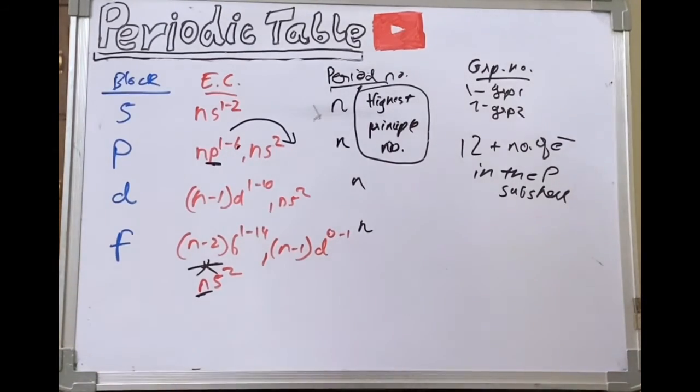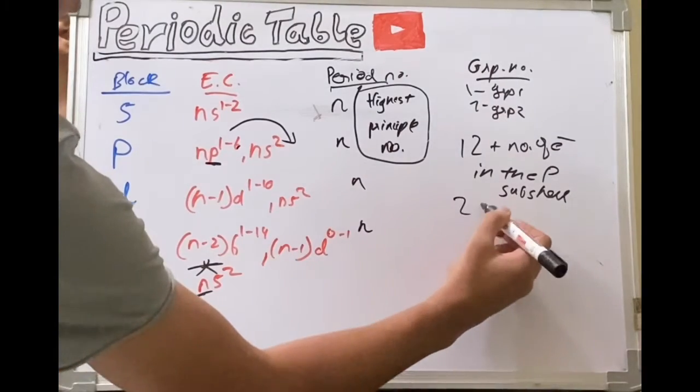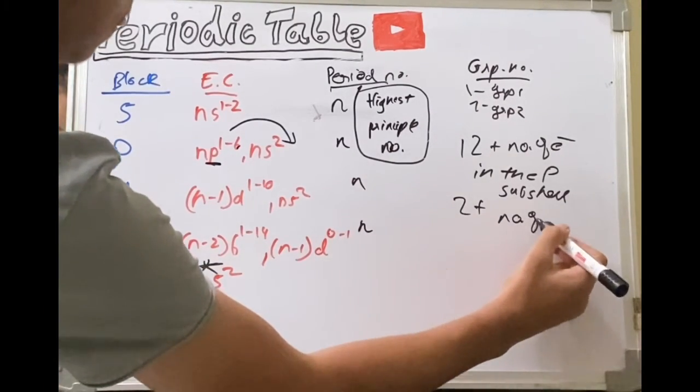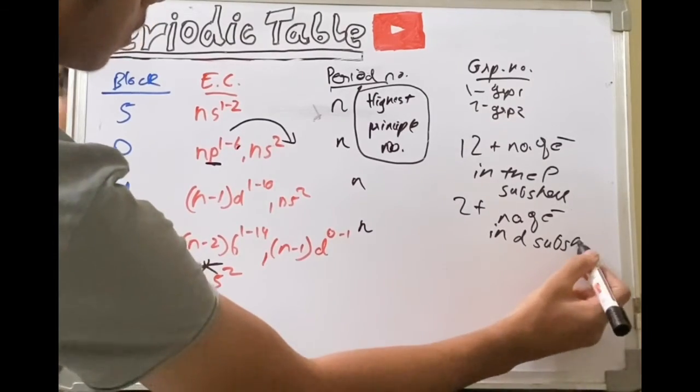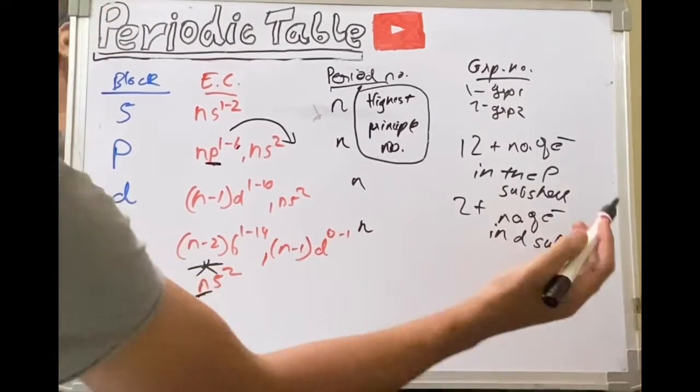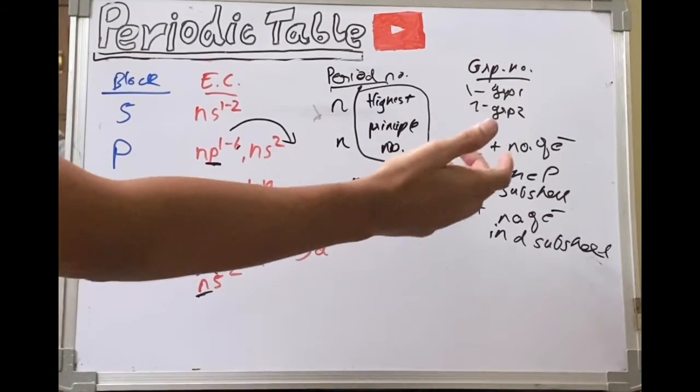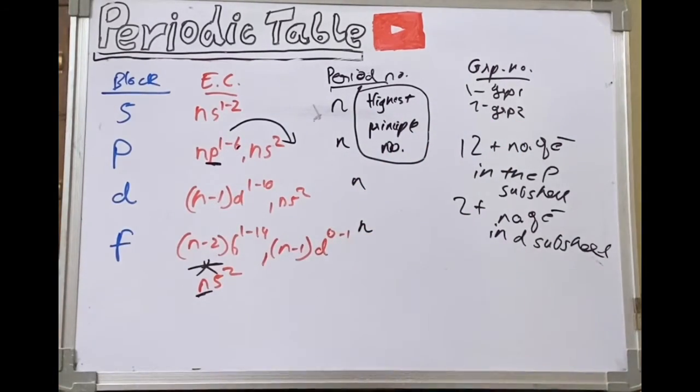Now to find the group number of D block elements, it's simply 2 plus the number of electrons in the D subshell. It has the same logic as the P block, because the D subshell starts filling after group 2, right? So we can use this formula here.